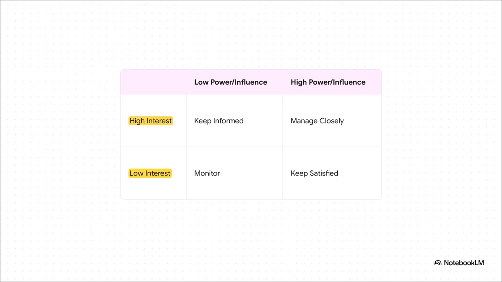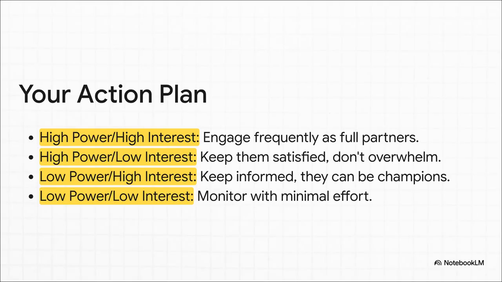You just map out every stakeholder based on 2 simple things: how much power or influence they have over the project and how much interest they have in its success. Now let's break down what each quadrant means for you. Anyone in that high power/high interest box? You need to manage them closely. Think of them as partners. Their support is non-negotiable.